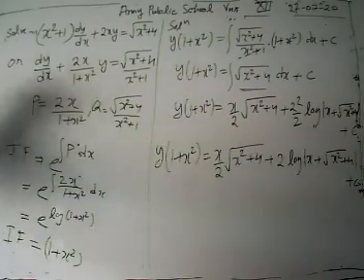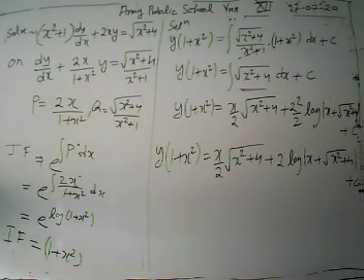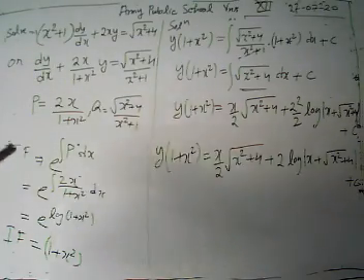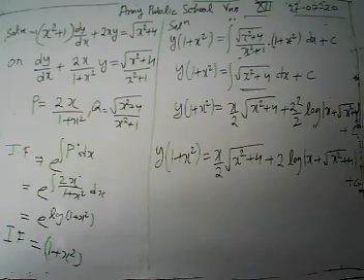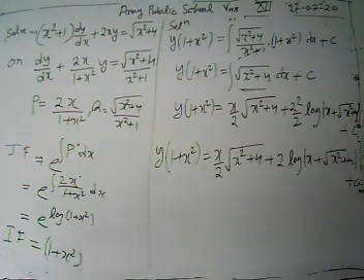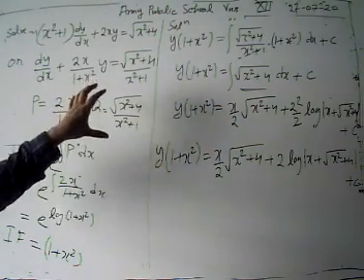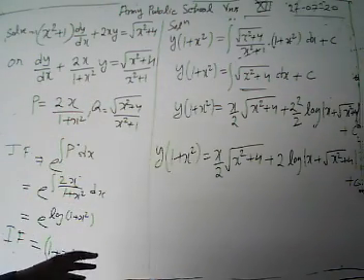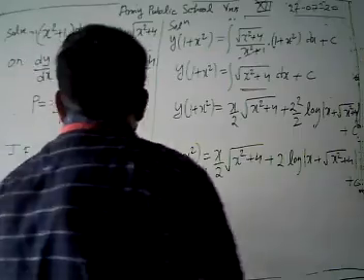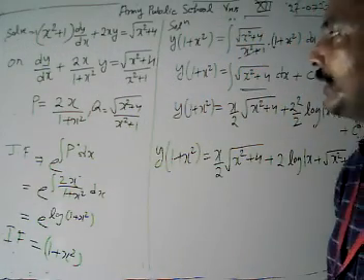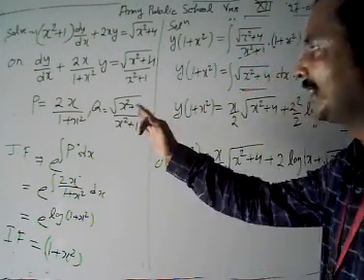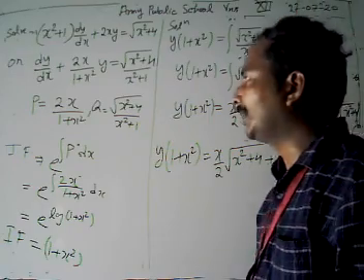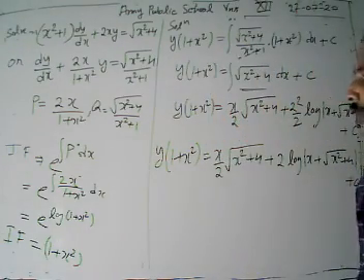We have the problem x square plus 1 dy dx plus 2xy equal to under root x square plus 4. We retain it in standard form, dividing each term by x square plus 1. We get dy dx plus 2x upon 1 plus x square into y equal to under root x square plus 4 upon x square plus 1. On comparing with dy dx plus py equal to q, we get p equal to 2x upon 1 plus x square, and q equal to under root x square plus 4 upon x square plus 1.